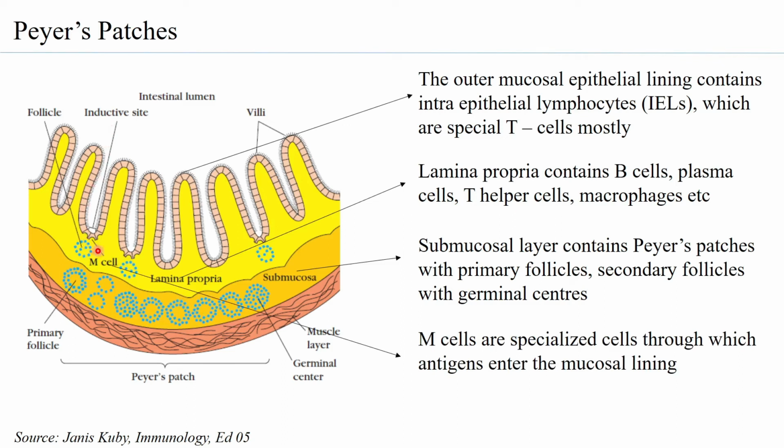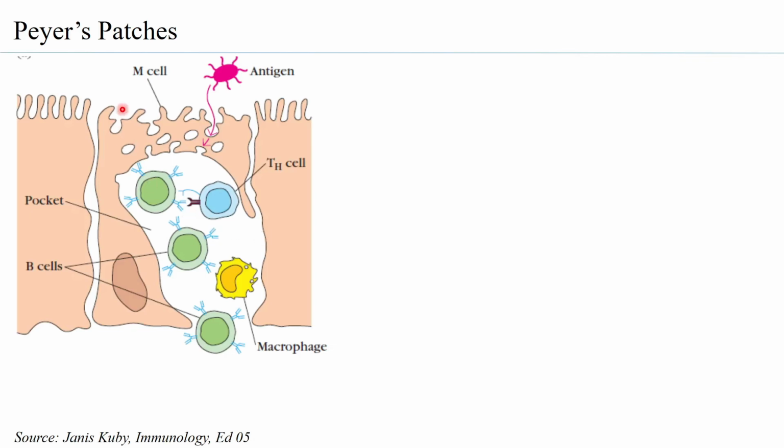Now, at the inductive site are present certain specialized cells called M cells. These M cells are able to allow the antigen to enter through the mucosal lining. When you look at the M cells more closely, you will find that these M cells, which are also part of the epithelial lining, are not the same as the epithelial cells that are present. These epithelial cells are all ciliated. So you have the villi present, but the M cells do not really have defined villi.